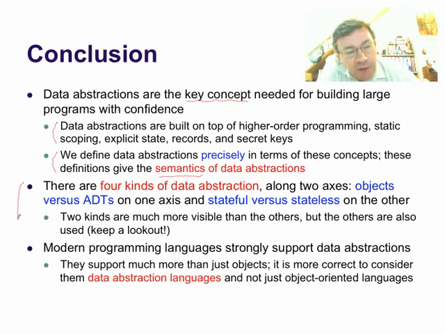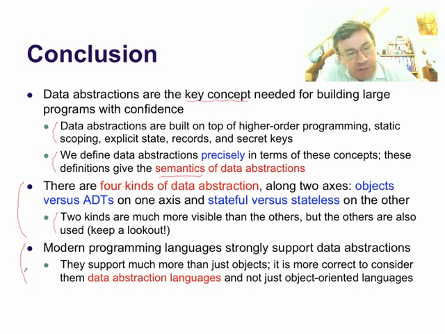Another point is that there are 4 kinds of data abstraction along 2 axes. There's the object versus abstract data type on one axis, and stateful versus stateless, whether or not they use cells, on the other axis. Two of these kinds are much more visibly used than the others, but the others are also used, especially the stateful abstract data type. In fact, functional objects are almost never used. If you find a use of those, please let me know, because I would be very interested in knowing that.